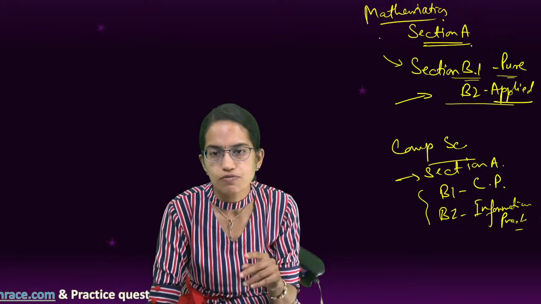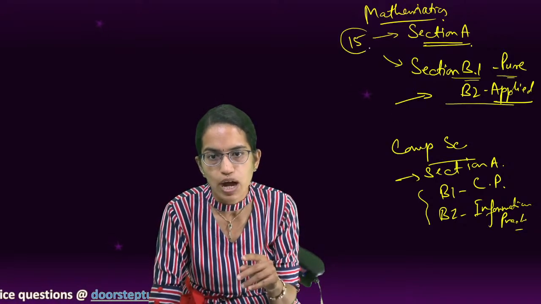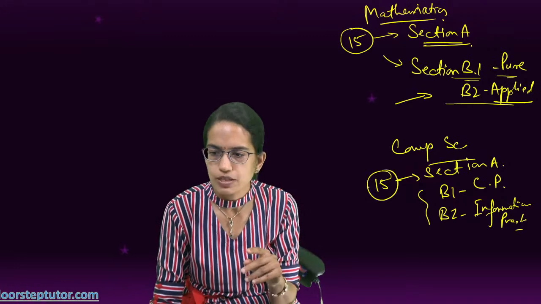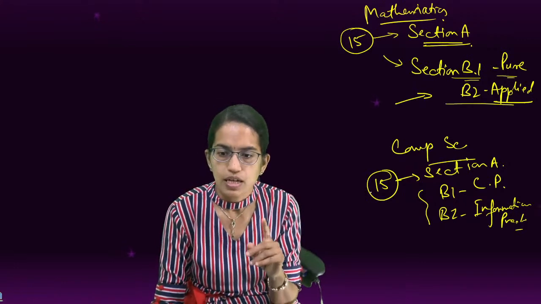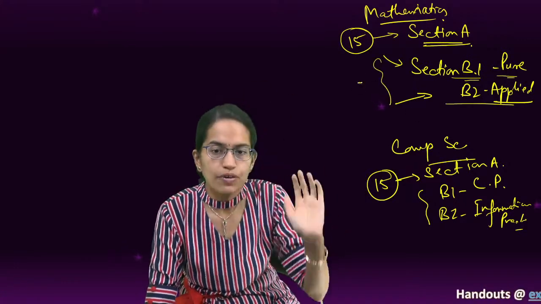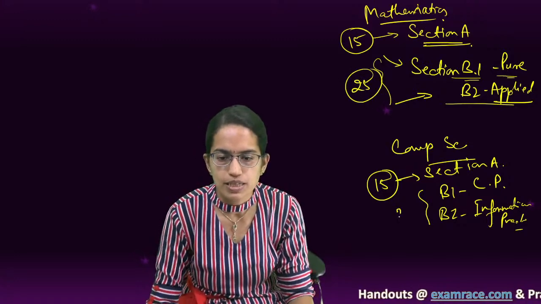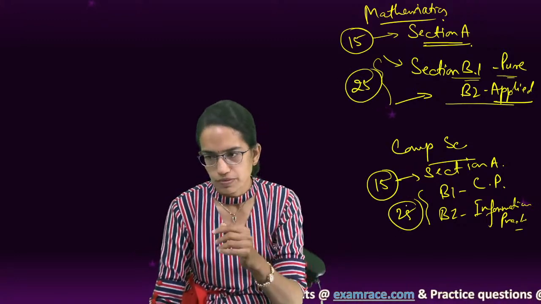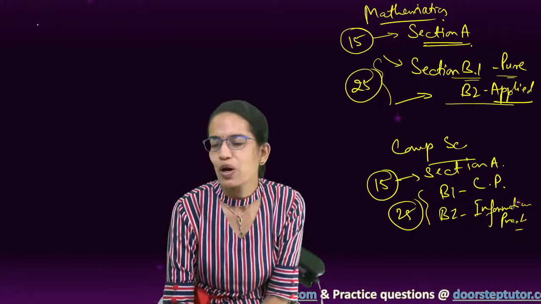And in each of these papers, where section 1 is mandatory, you would have 15 questions that you would attempt from section A, and the remaining 25 questions you would be attempting from section B, B1 or B2, whatever sections you choose.